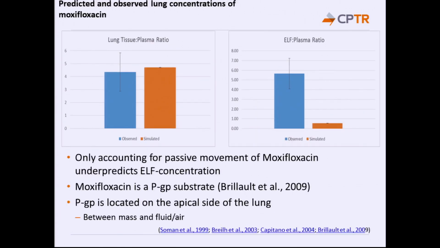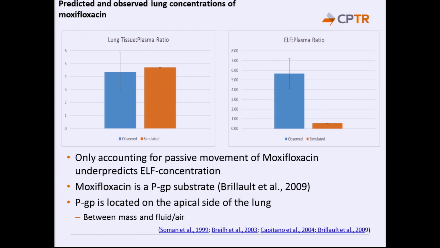This is just showing predictions for one of the compounds. So this is looking at the concentration of moxifloxacin in the lung after the compound's been given orally. And you can see that on the left-hand side, the lung tissue to plasma ratio, using the model, the concentration in the lung tissue is reasonably well predicted. However, if you look on the right-hand side, you can see the concentration in the epithelial lining fluid for the compound, and you can see that there's quite marked under-prediction. And one of the reasons for that is in the model at this point, we were just considering movement of moxifloxacin to be passive.